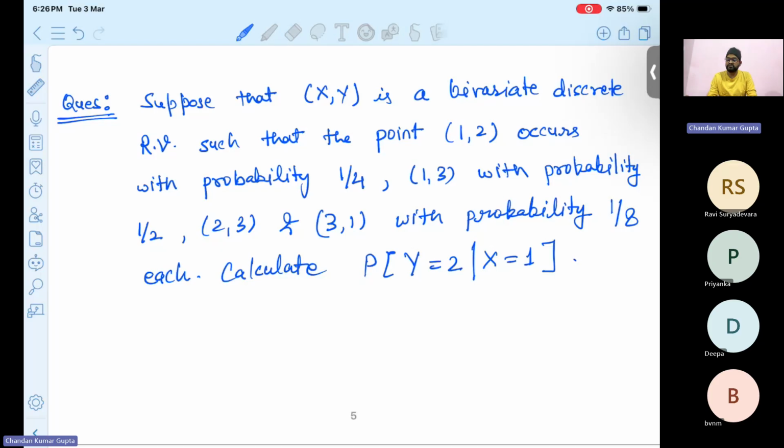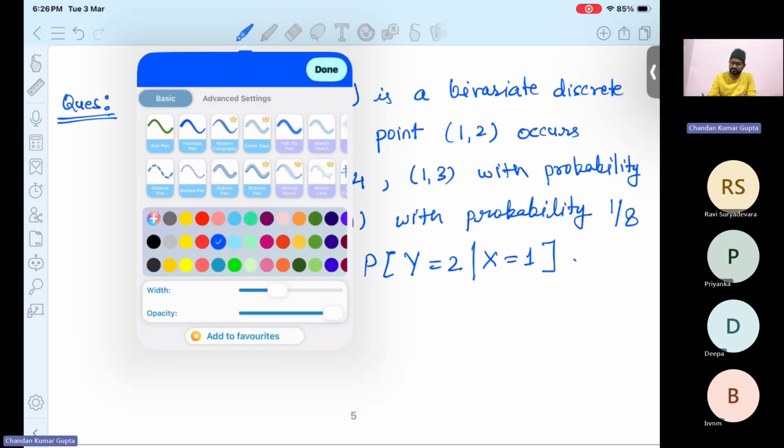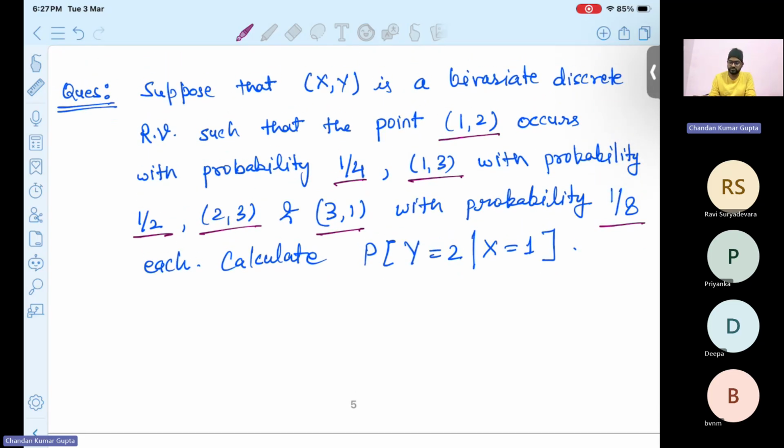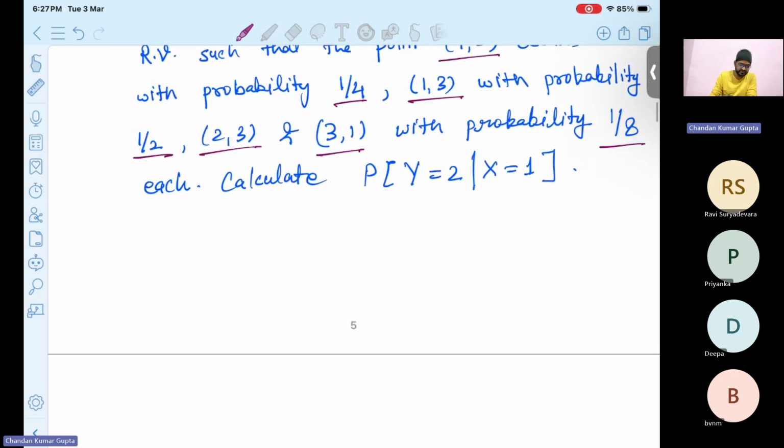We are given a bivariate discrete random variable such that the probability at (1, 2) is 1/4, (1, 3) is 1/2, and these two have a probability 1/8 each. We need to find the conditional probability that Y equals 2 given X equals 1. Always remember, when you are going to solve a joint discrete kind of question, prepare a table. So let me write it here.